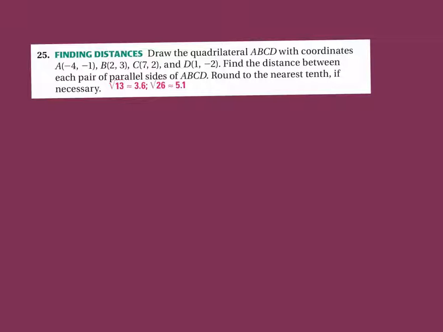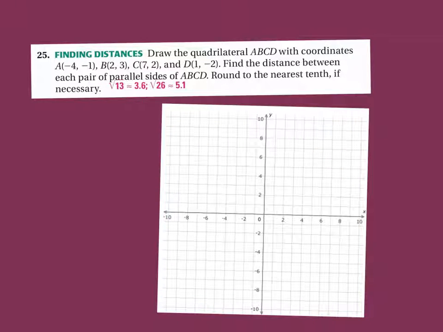All right, this one says, draw the quadrilateral ABCD with the coordinates. Find the distance between each pair of parallel sides of ABCD, and round to the nearest tenth if necessary. So I'll bring in a graph, and I'm going to plot these points. A (-4, 1), (-4, -1). B (2, 3). C (7, 2). D (1, -2).